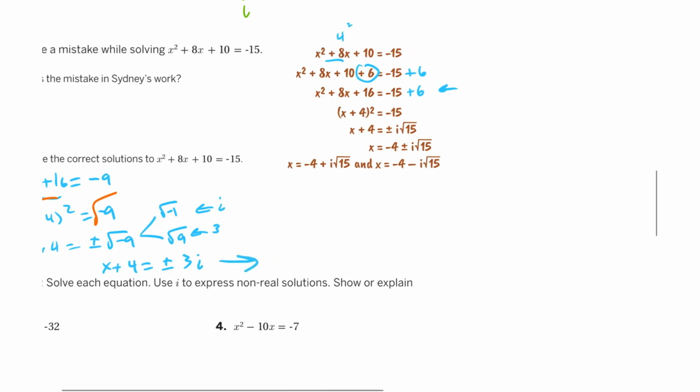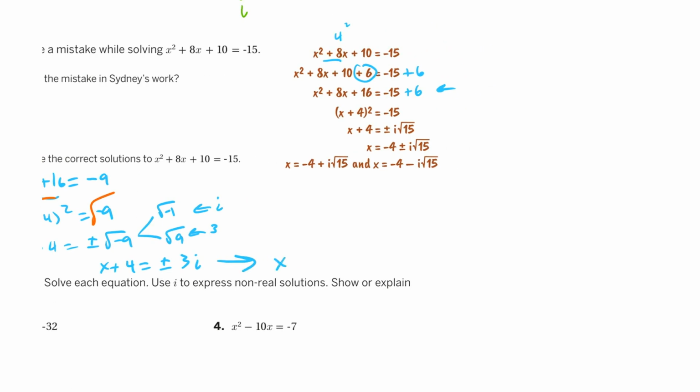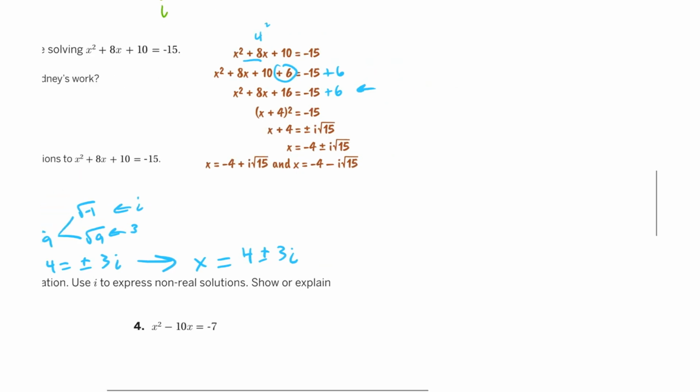Sorry, I'm running out of space here. And then subtracting 4 from both sides gives me -4 plus or minus 3i. And if we want to write that out as our two different answers here, we get x equals -4 plus 3i, and our second answer here, -4 minus 3i.